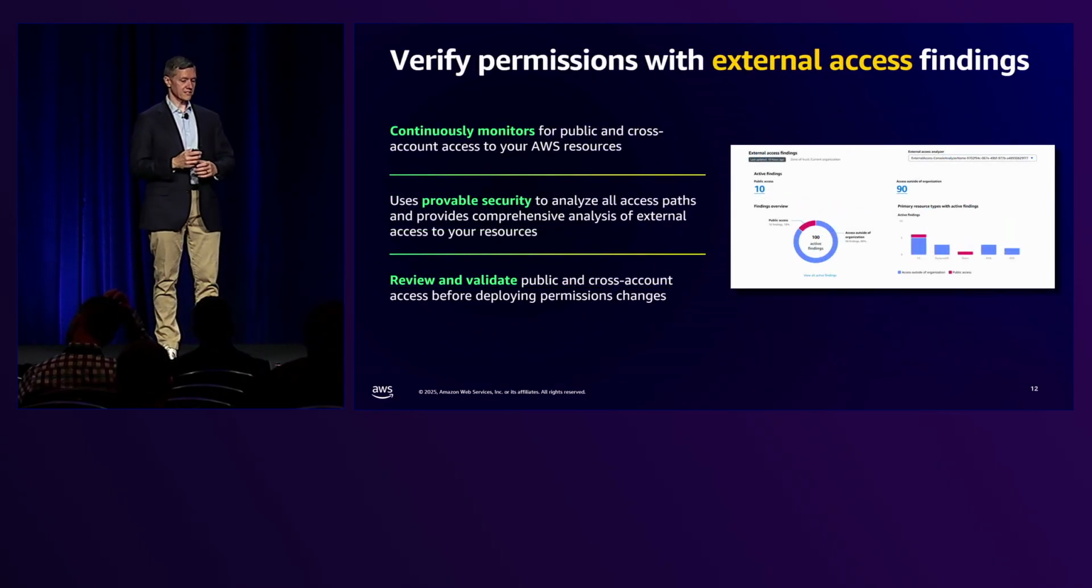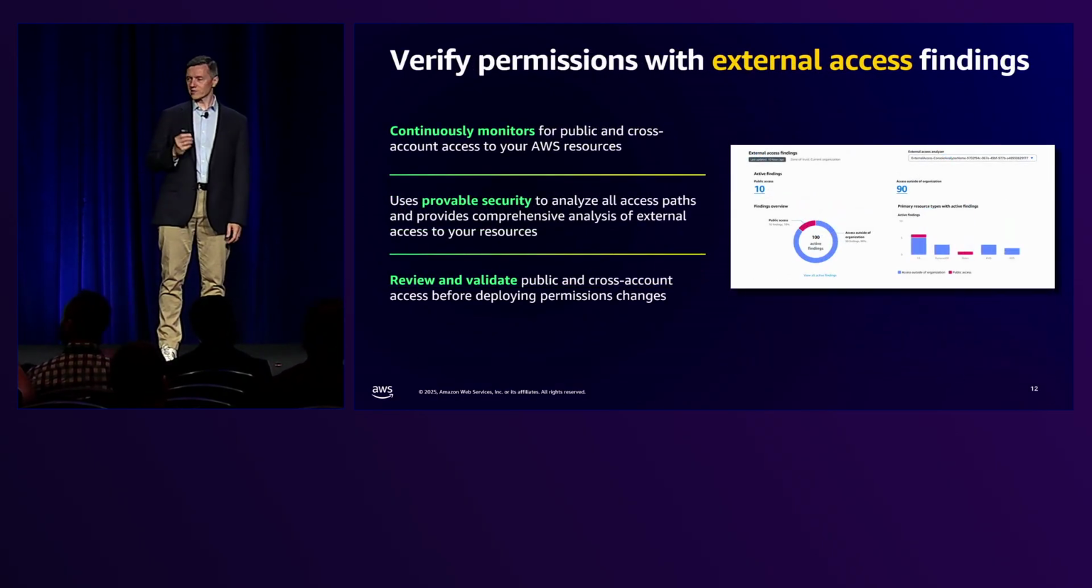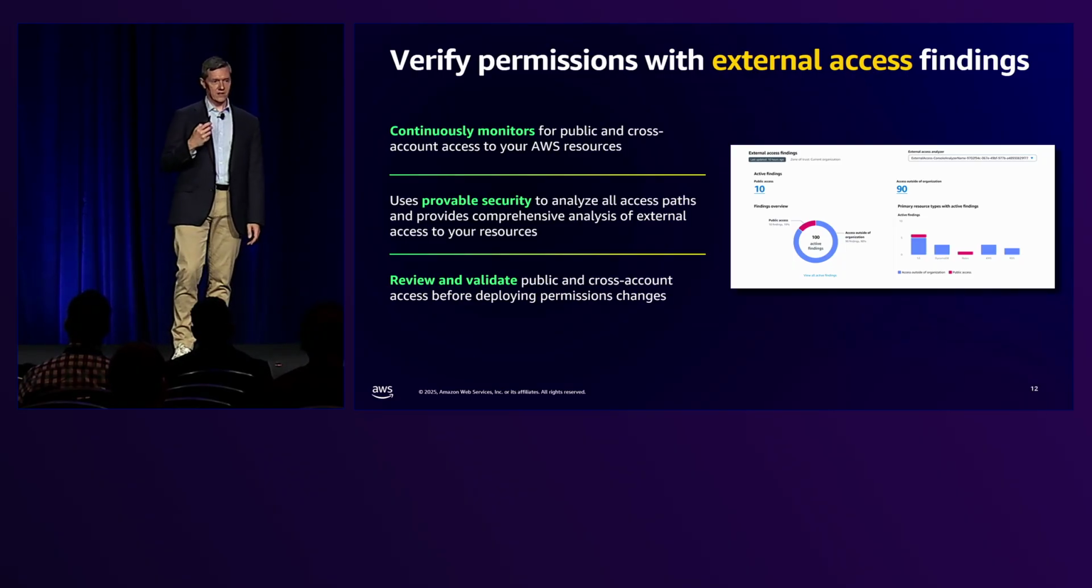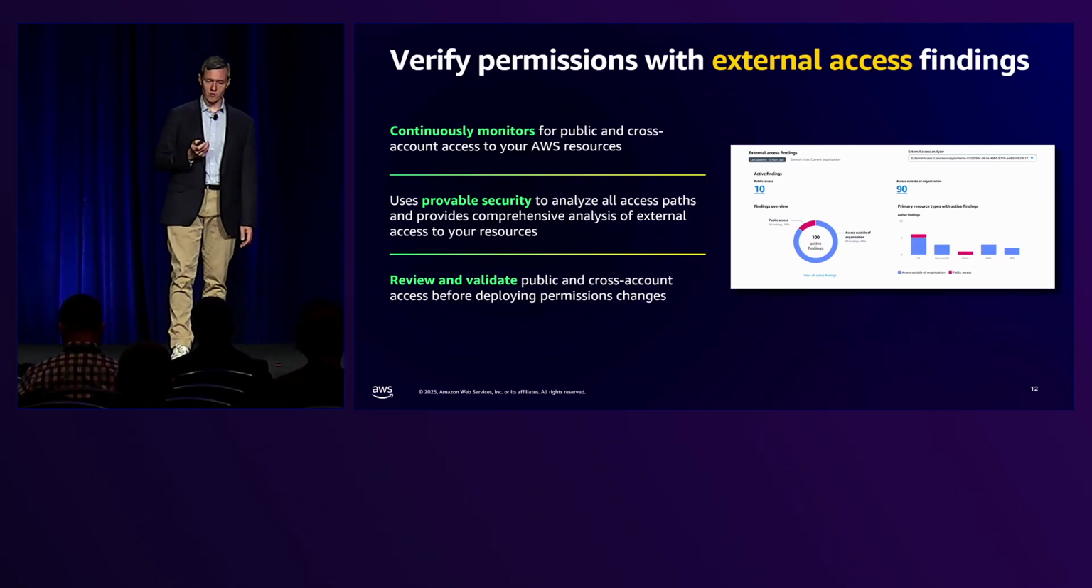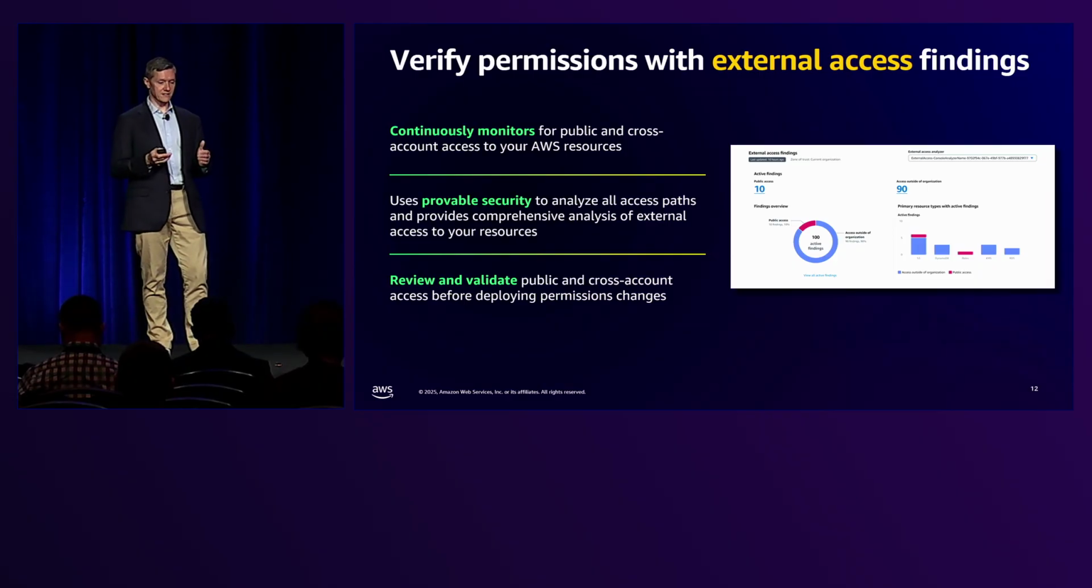All right, external access findings. This really is the original feature that IAM Access Analyzer launched with. What this does is continuously monitor your resources, across over a dozen different resource types, looking for public and cross-account access. This feature is special and related to the new thing because it uses provable security to analyze all the access paths and provides a comprehensive analysis of who has external access.